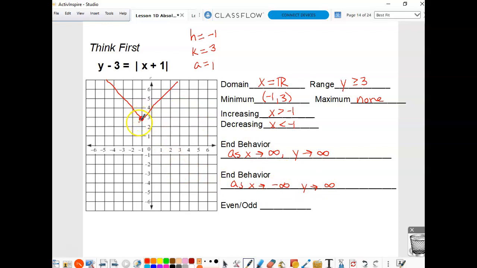This graph is neither even nor odd because it never goes through 0, 0. It had the chance of being even because it was a reflection, but it didn't go through 0, 0.